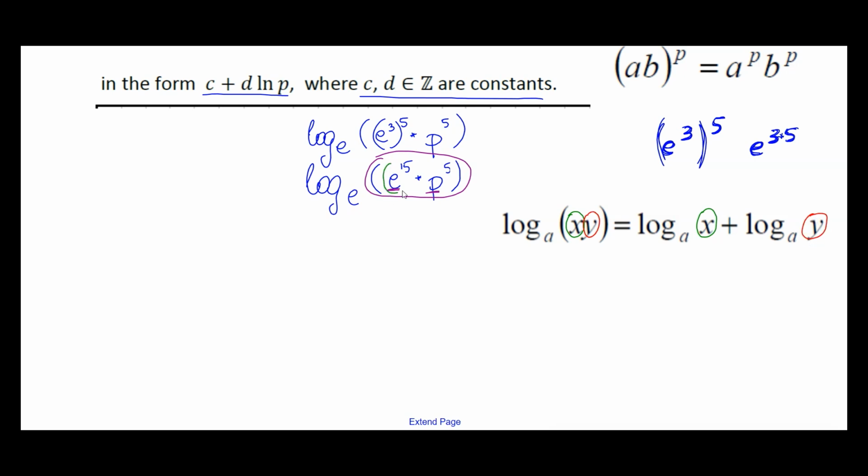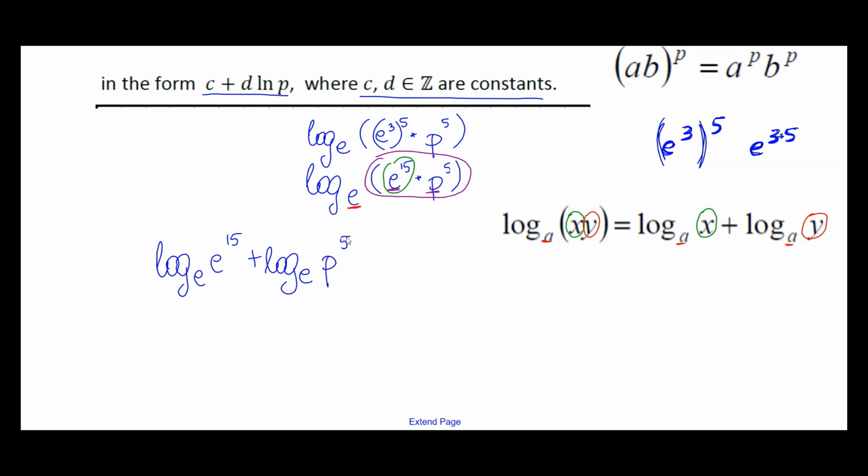So that means I will take that and that will become my first product with the base being the same, A. My base is E. So I'm saying log with the base E. So I'm taking the first value, which is E to the power of 15, plus, again, log of E, and then Y. And Y is P to the power of 5.